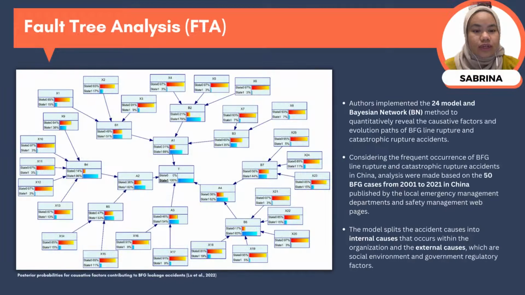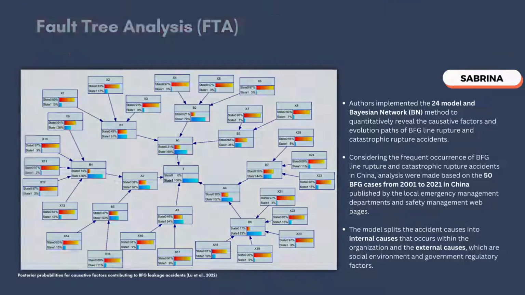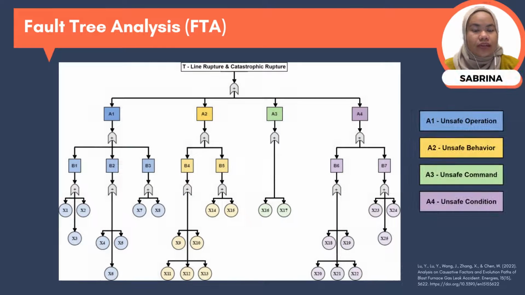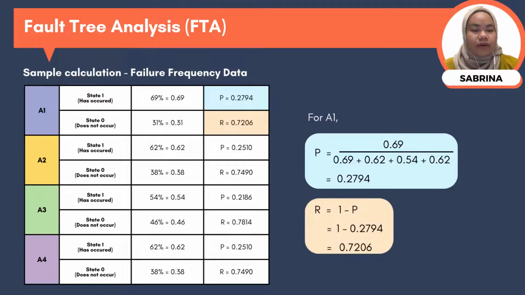To construct a fault tree analysis, the causative factors of line rupture and catastrophic rupture accidents and their probabilities were extracted from an analysis made based on 50 cases in China. The parent node T was set as the accidents caused, which are the ruptures, while the intermediate nodes are the upper classifications of the root nodes. The data provided was then translated into the form of FTA, where the probabilities of each causative factor occurring in the whole sample were calculated as follows.